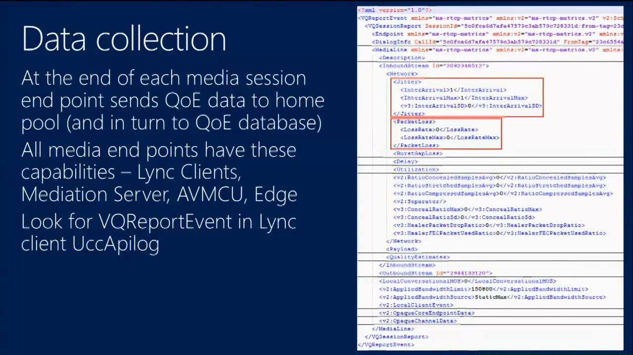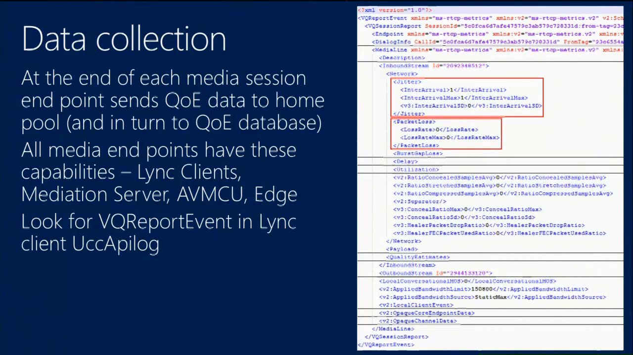And the best way to explore what is exactly being sent is, for example, on a Lync client, as I was saying, you hang up a call on a Lync client, and if you have enabled SIP logging, that hopefully you do for these purposes, then you open the UCCP API log, the client log, and then search for this VQ report event. So this is the event, right?